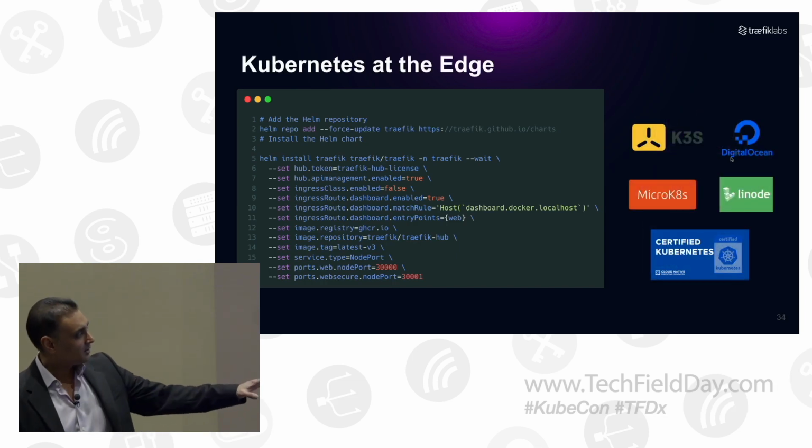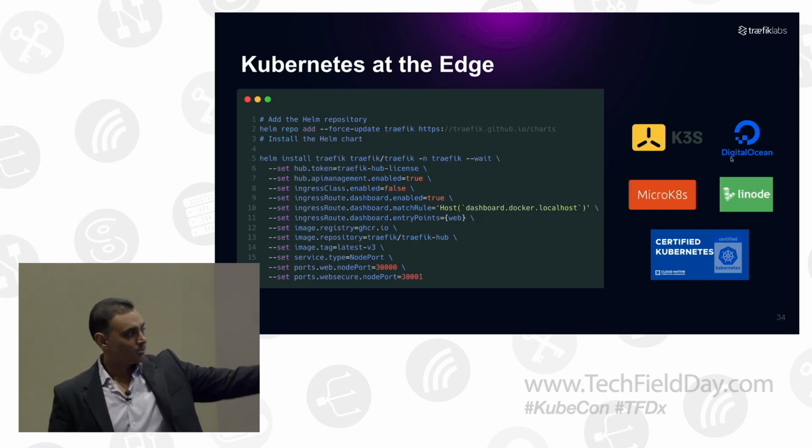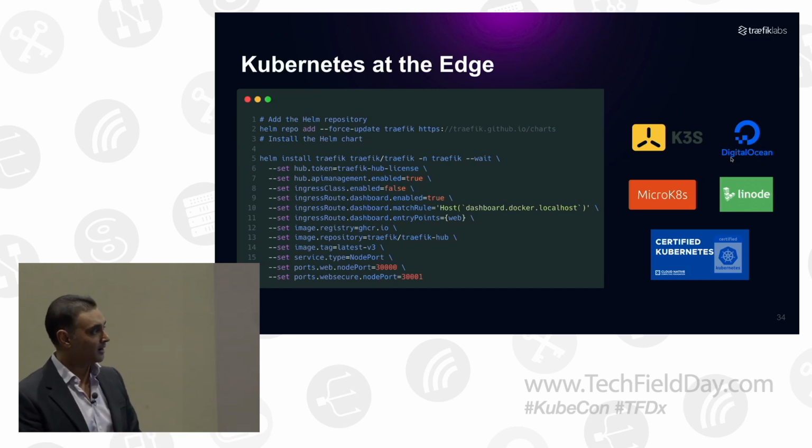Also, at the edge, exact same Helm chart command. If you want to deploy Traefik at the edge, take your pick. We are actually the default ingress in K3s. So if you are deploying K3d with K3s, Traefik already comes in it. The open source is already baked into it, and then you can just upgrade.